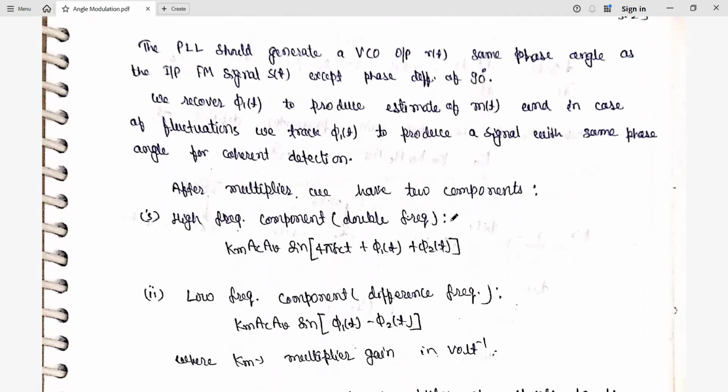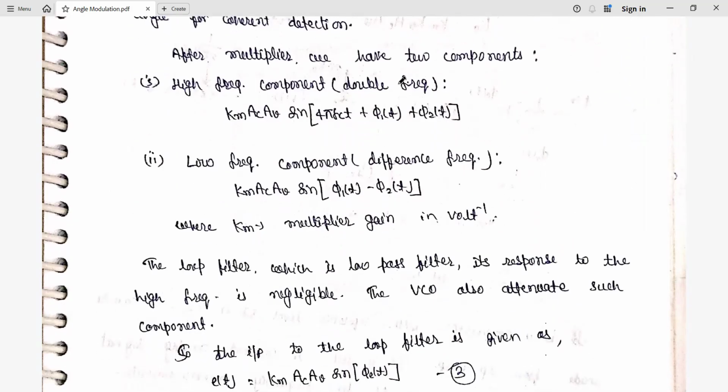Now this adjustment is done so that the PLL generates a VCO output, r(t), that has everything the same except the phase difference of 90 degrees. Now we have to recover the estimate of m(t). That is what we do in demodulation: we are trying to recover the estimate of the message signal.